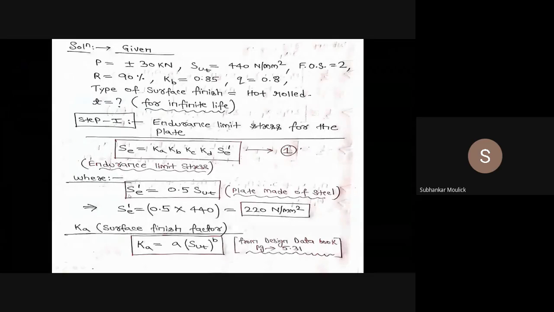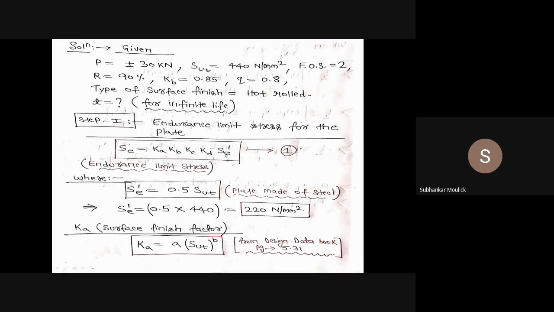So always remember, not only for this fatigue problem, whatever problem you are solving in design and whatever data you are taking from the design data book, in brackets you have to give the reason why you have taken that data from that particular page number, or else you will lose the marks. Fine. So this is your AC dash, that is 220 Newton per mm square.